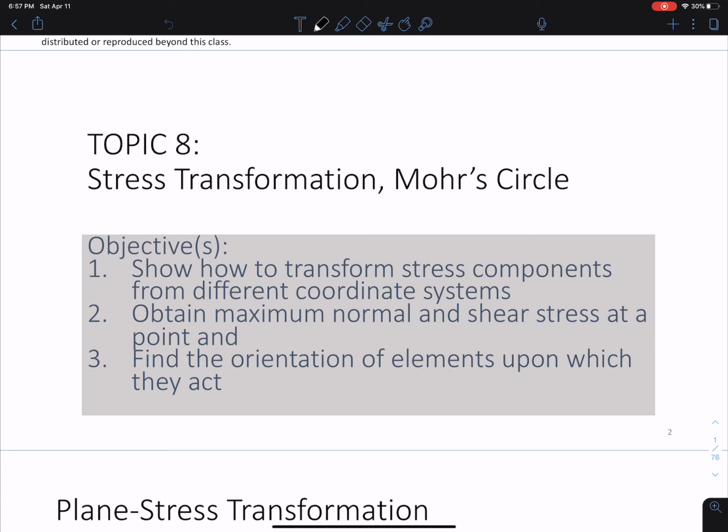So we're going to start talking about stress transformation, and there are a couple of different ways that we can calculate and understand stress transformation, but primarily we're going to be focusing on a method called Mohr's circle, or using Mohr's circle to solve for stress transformations. I'll show you a couple of different ways, but we're going to use a later method that I show you that takes up most of this topic, okay?